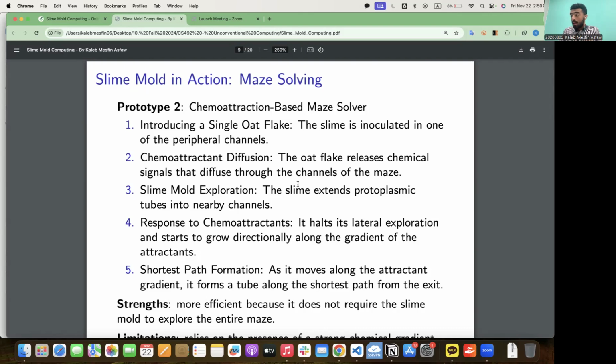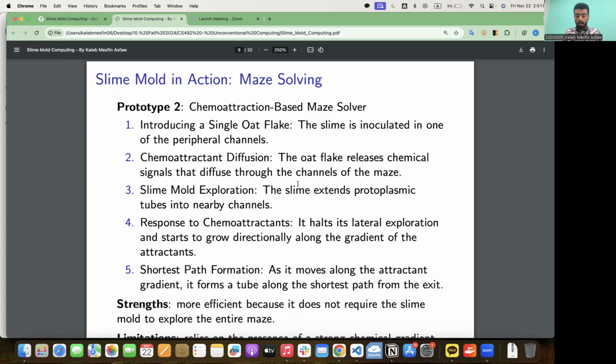Then when the slime mold exploration reaches a point where it can detect the change of the chemoattractants, it stops expanding. So how is this method different from the first stage? The first stage is kind of brute force. It's trying to spread itself in all the possible paths. But in this prototype, it only depends on the path where it detected the chemoattractant. So it doesn't just spread to the entire maze. That's why we label this solution as much more efficient than the first prototype.